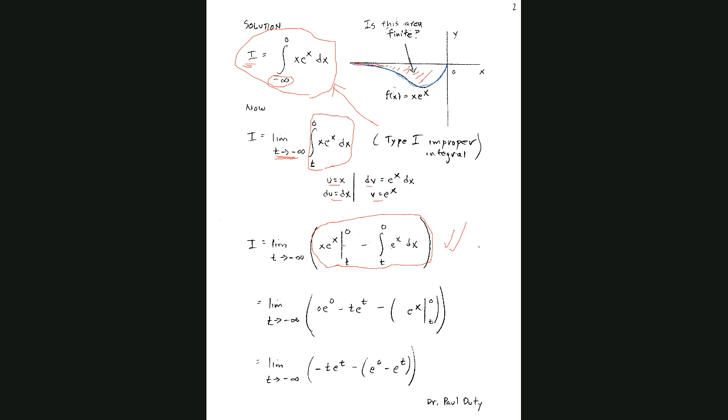So the integral of e to the x dx from t to 0, I should say, the antiderivative of e to the x is e to the x, from t to 0. And so my integral I can be expressed as the limit as t approaches negative infinity of negative t times e to the t minus the quantity e to the 0 minus e to the t.